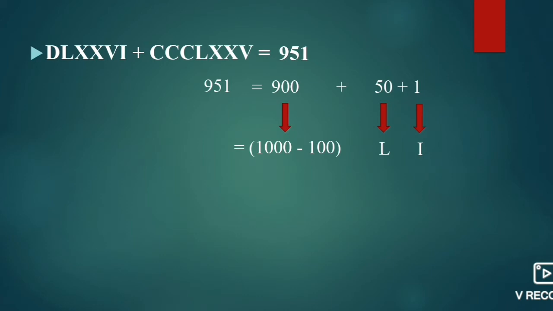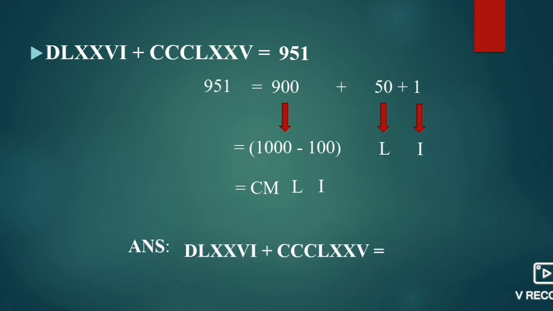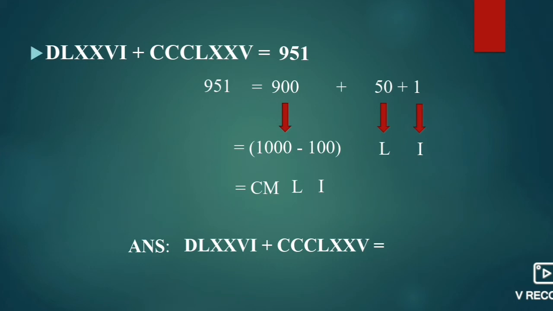While subtracting, the smaller numeral should come first. So, CM, LI. So, the value of 951 is CMLI. So, the answer is DLXXVI plus CCCLXXV is equal to CMLI.